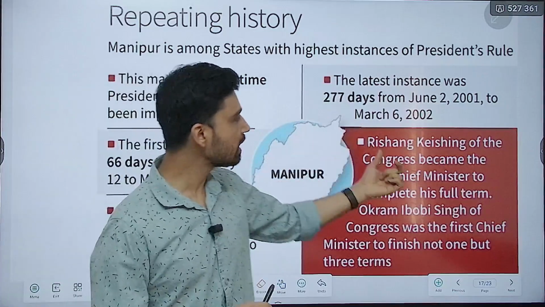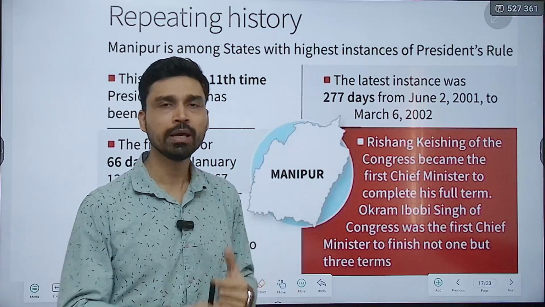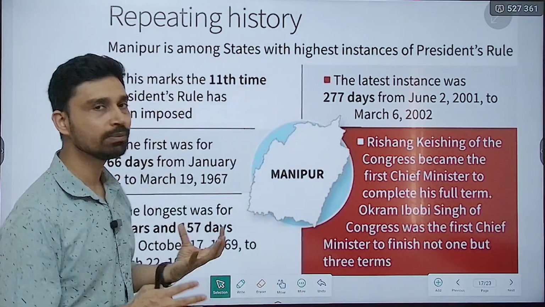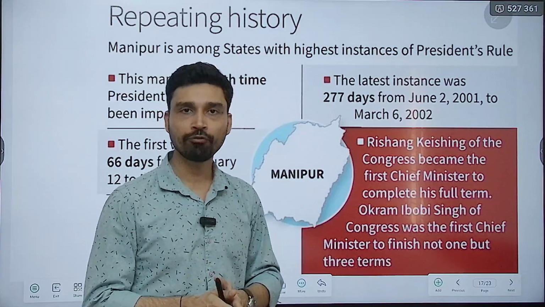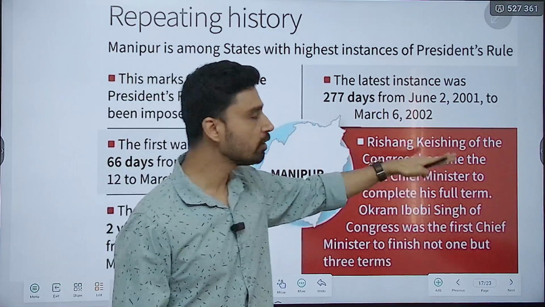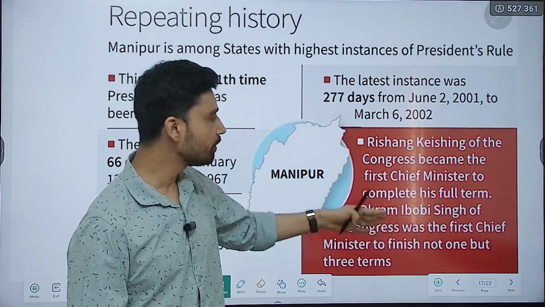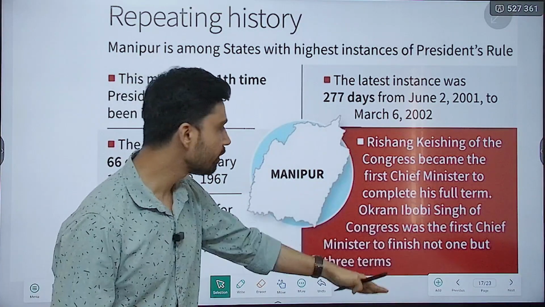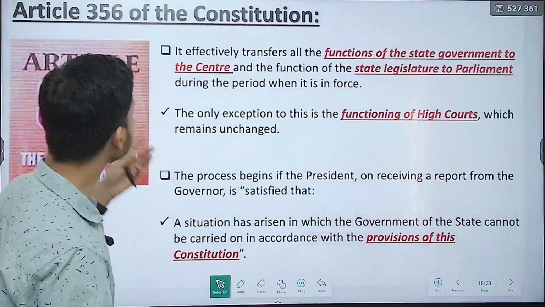So at that time, Risang Kai Singh of the Congress became the first chief minister to complete his full term, because obviously so many times president rule has been imposed, very few chief ministers have been able to complete the tenure of 5 years. Okram Ibobi Singh of the Congress was the first chief minister to finish not one but 3 terms. So this is how we can understand the history of president rule in the state.